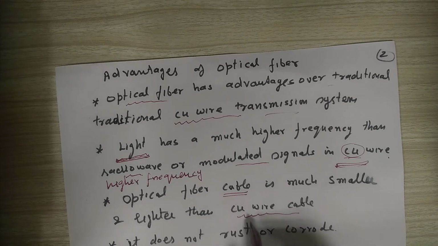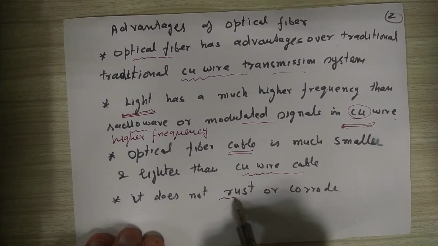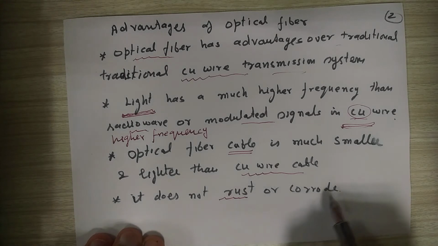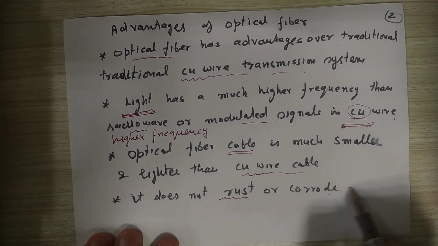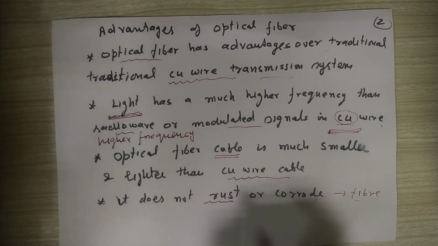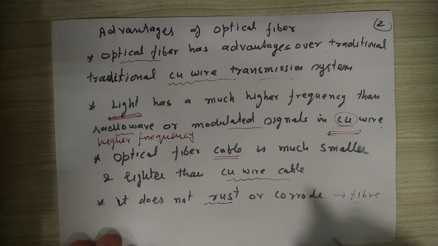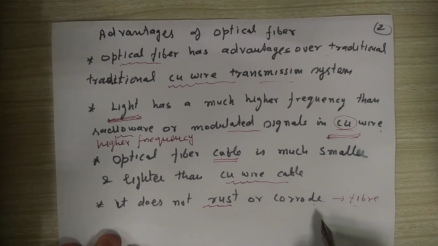And another advantage is that here we are using plastic or glass for making the fiber, so there is no rusting, there is no chance of rusting or corrosion in case of fiber. Whereas in copper there may be a chance of such things happening, and they may cause degradation of the copper wire system.